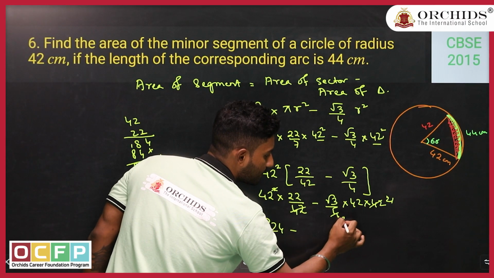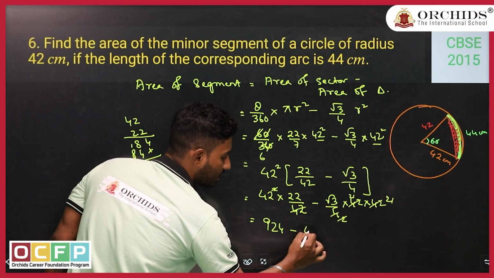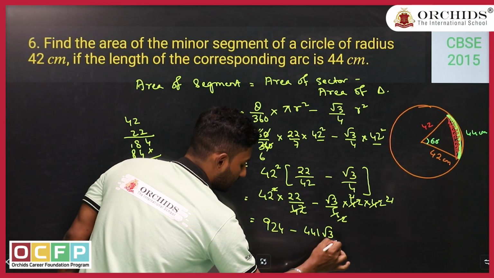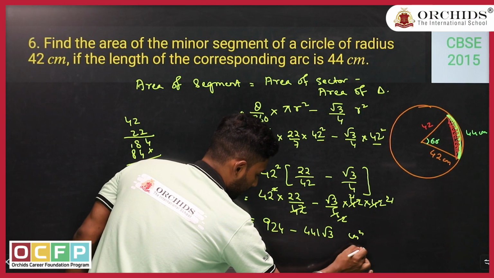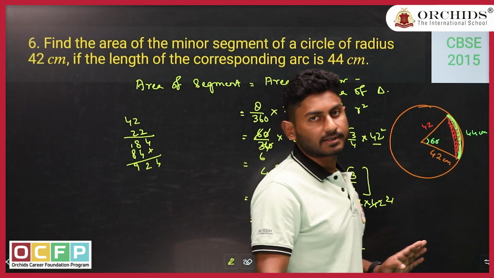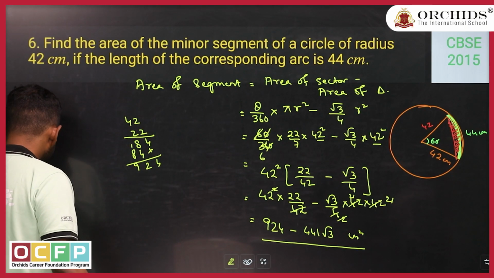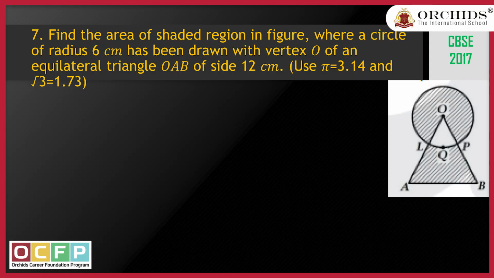21 times 21. So 21 square is 441 root 3. So that is centimeter square. So here is the answer for the area of the minor segment. Clear? Okay. Let us go on to the next question. Question number 7.